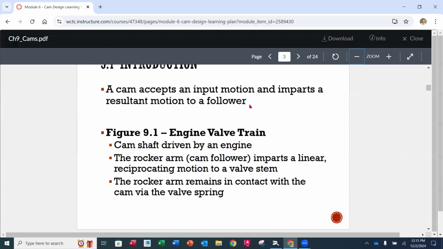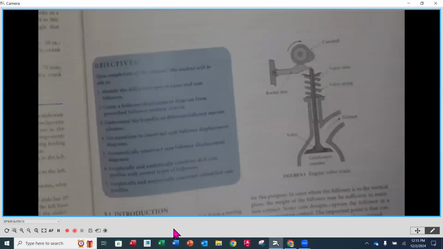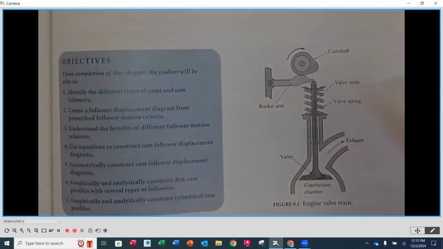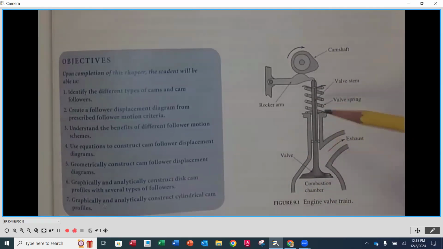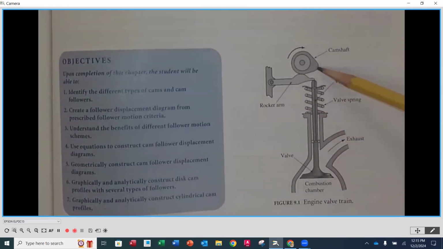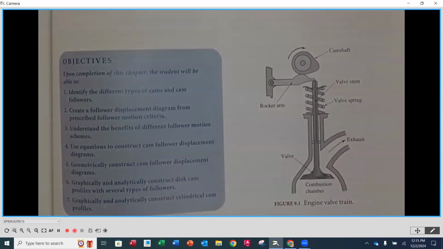If we look at a very common application in an engine valve train, there is a nice simplified diagram here of how a camshaft is used. So what we have here is a valve engine train. You'll notice that we have the valve, okay? And then we have the valve spring. We have the stem of the valve that is then in contact with the rocker arm. And then we have the camshaft right here that has the lobe on it, okay? And this is where the actual cam is occurring, okay?